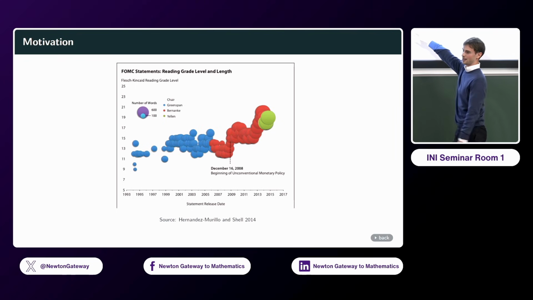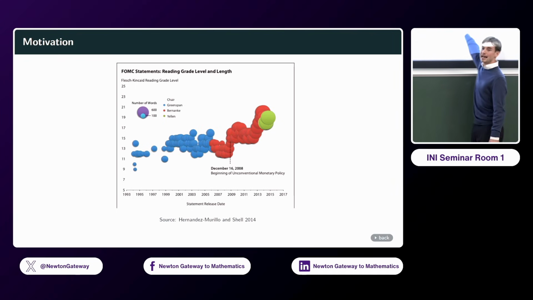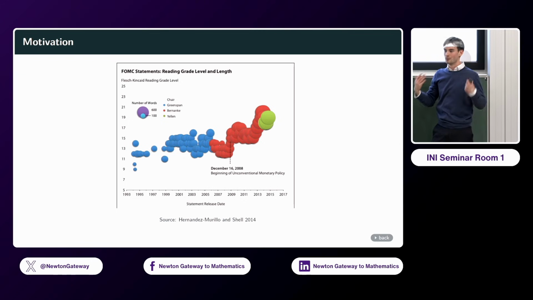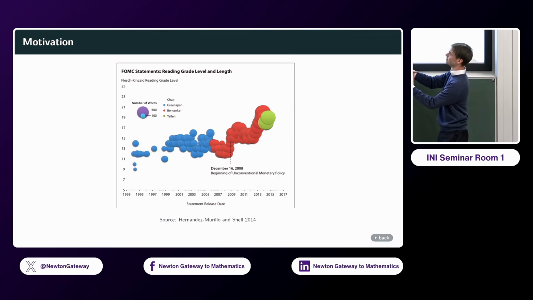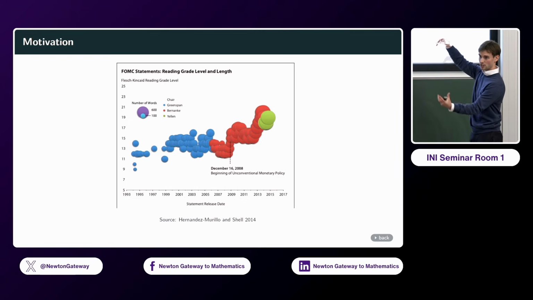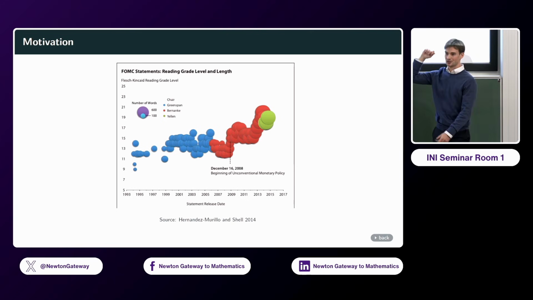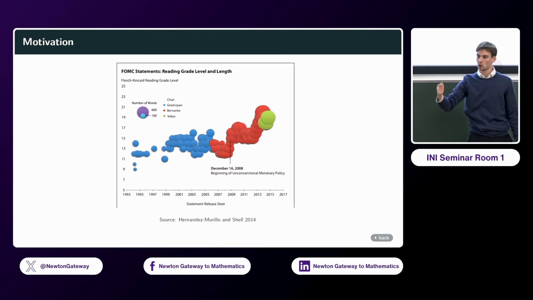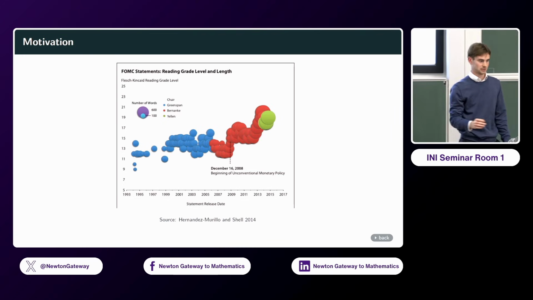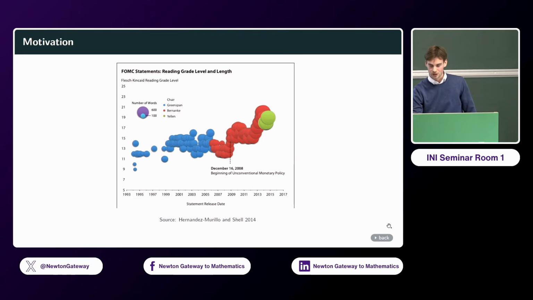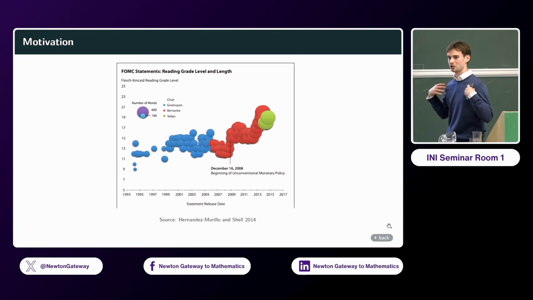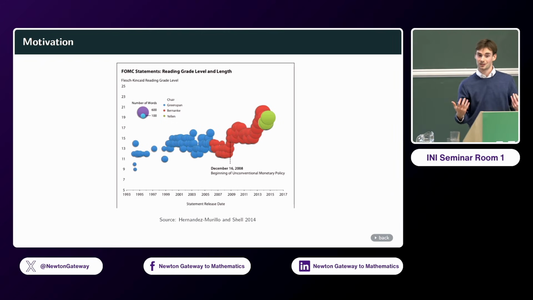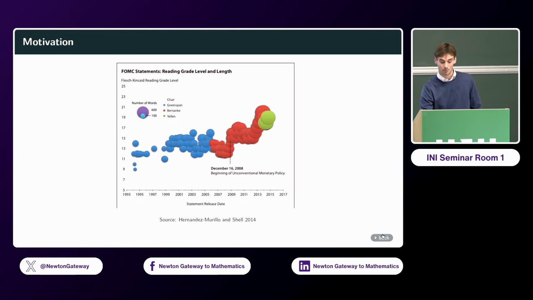This is for the US central bank over the past 30 years as they've tried to communicate more. Not only have they tried to communicate more in terms of the number of words, the size of the dots, but they've also communicated in a more complex way, going up the scale. On the left-hand side is the number of years of schooling you would need to understand this information. So with the revolution in trying to communicate more, they've also started communicating more complexly.